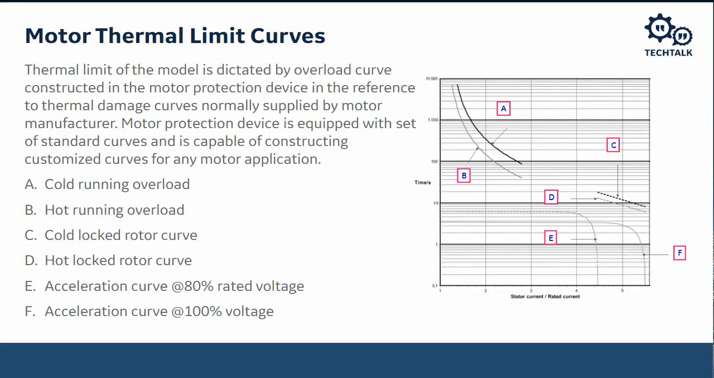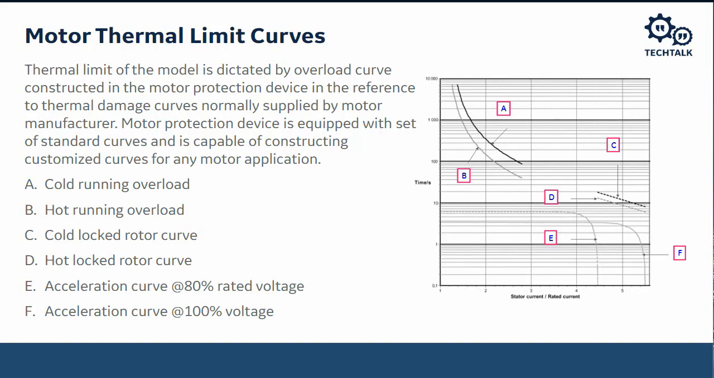Okay, so in an ideal world, you get this curve right here. You get this on a data sheet. And if you get this on a data sheet, then life is good because in a normal situation, you can set a standard motor protection curve just below A, right? So curve A there is the cold running overload. So that's a cold curve.